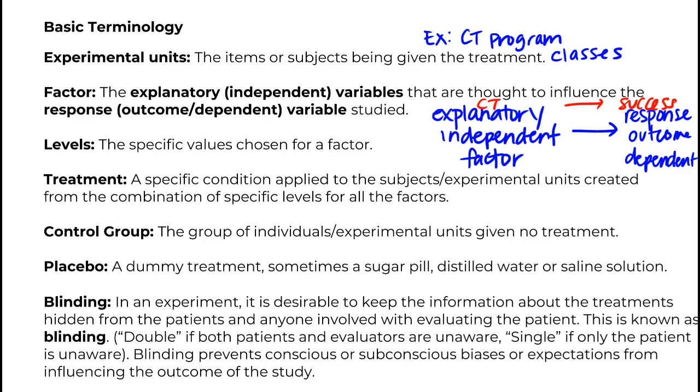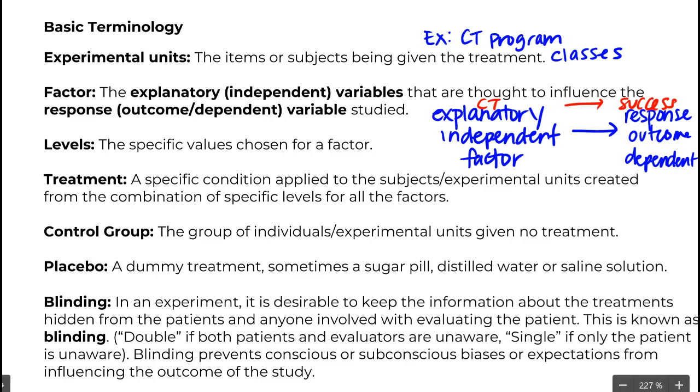And again, with an experiment, this is the only time in statistics we have the ability to use causal language, because as long as our experiment was well designed and it was randomized, we can say that whatever we manipulated was the reason for the difference. We can't say that with observational studies.